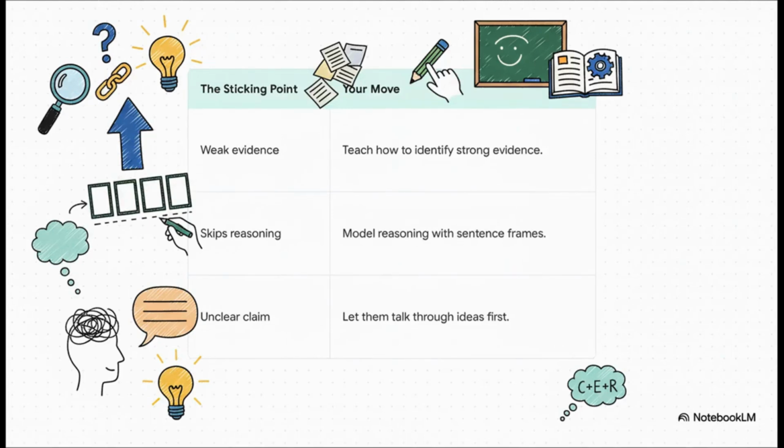If their evidence is weak, spend some time practicing how to find strong evidence together. If they just completely skip the reasoning, model it again for them using those sentence frames. And what if a student can't even seem to write a clear claim? Just let them talk it out first. A lot of times, just saying an idea out loud makes it so much clearer before they even try to write it down.